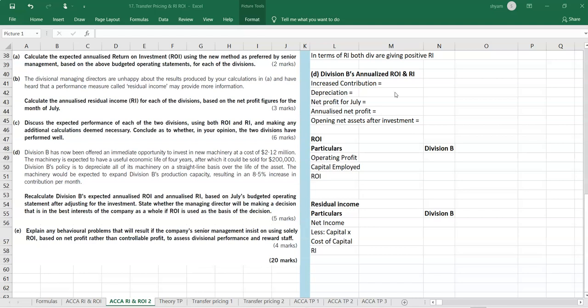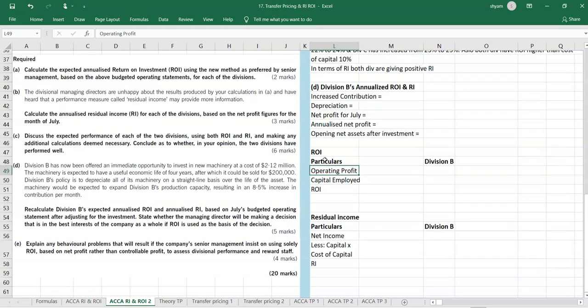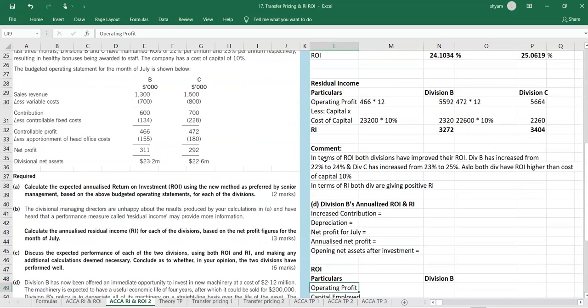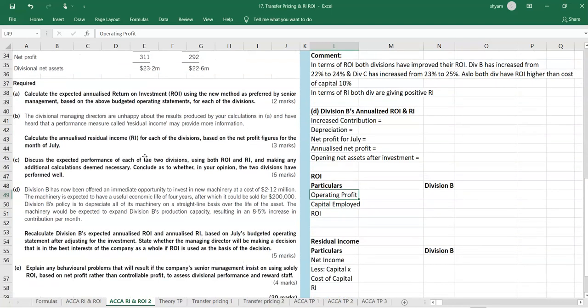So before starting, we have a small consideration here. Should the profit that we are going to work out here, the operating profit, be operating profit or net profit? Because there are two profits available and we have worked out an answer for both, we took 311 and found an answer, then we found 466 and found an answer. So should we take operating profit or net profit? That is the first question that we have to answer.